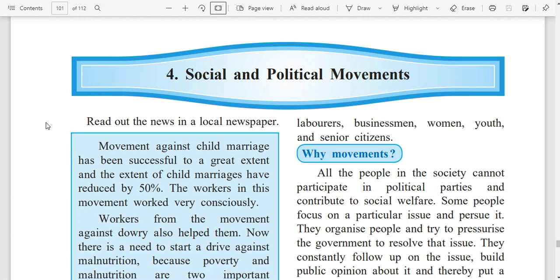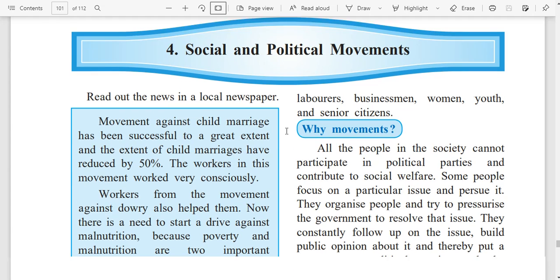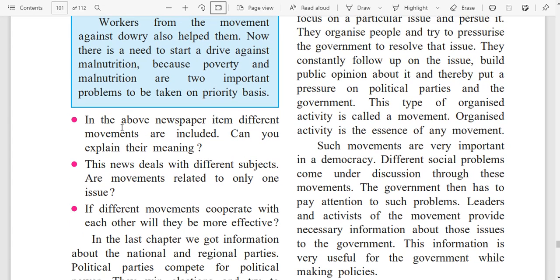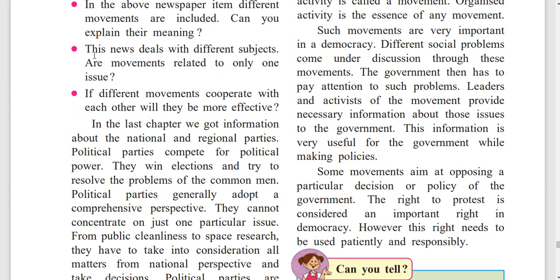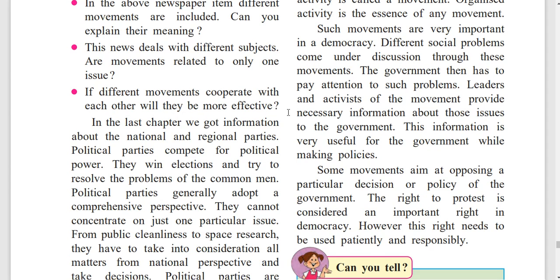So let's read. Read out the news in the local newspaper. In the above newspaper item, different movements are included. Can you explain their meaning? This news deals with different subjects. Are movements related to only one issue? If different movements cooperate with each other, will they be more effective?